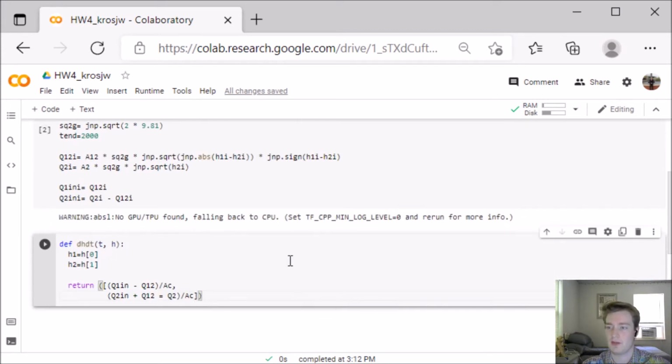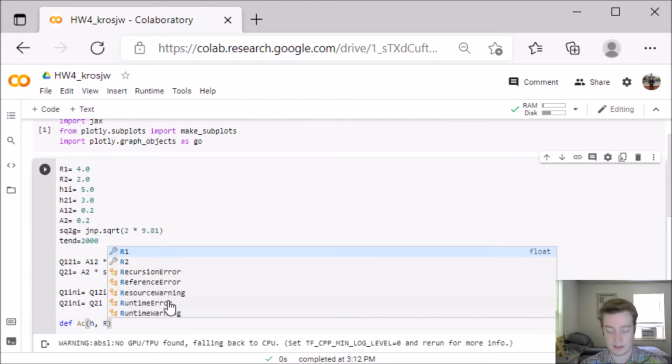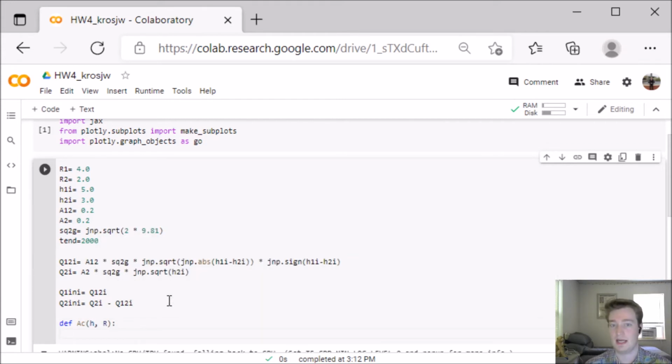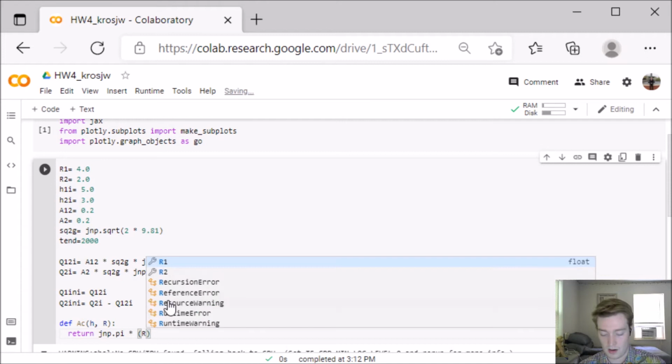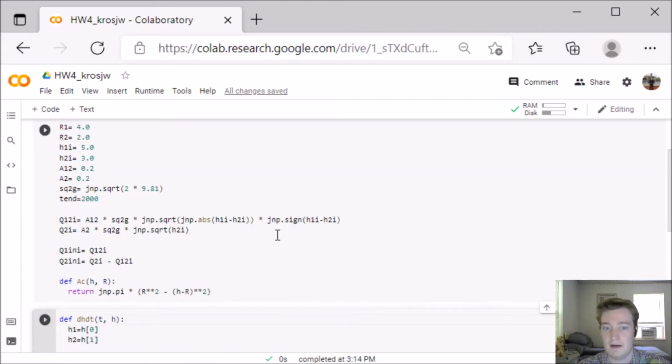We also derived the cross-sectional area, so I'm actually going to add this up to the imports here. So if we defined AC in terms of the height and the given radius, just like that, what did we say the cross-sectional area was? So we're going to return pi, jnp.pi times the big R squared minus h minus the big R squared, just like that. All right, what is next?